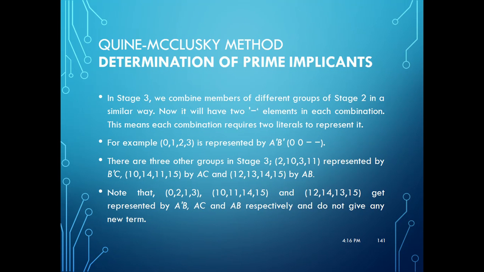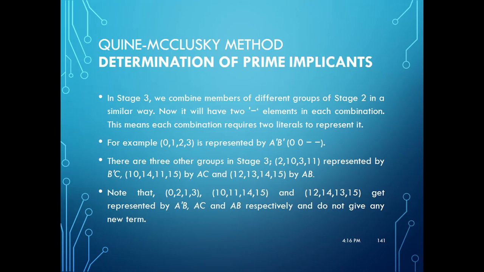In stage 3 we combine members of different groups of stage 2 in a similar way. Whatever we have done earlier, you are going to follow the same way. Now it will have 2 dash elements in each combination. This means each combination requires 2 literals to represent it. So that means you will be having double dashes in the next stage. Till now we have only single dash, so in the next stage you will have double dash.